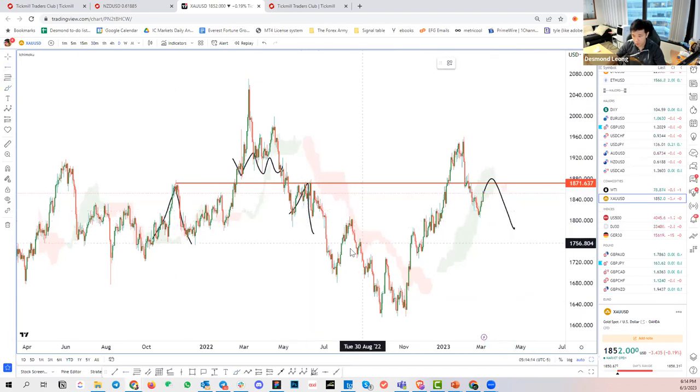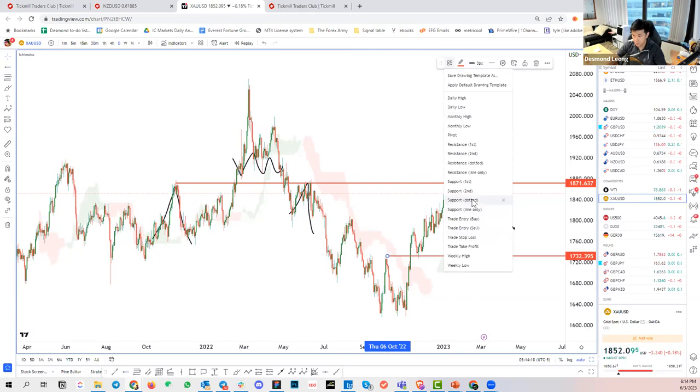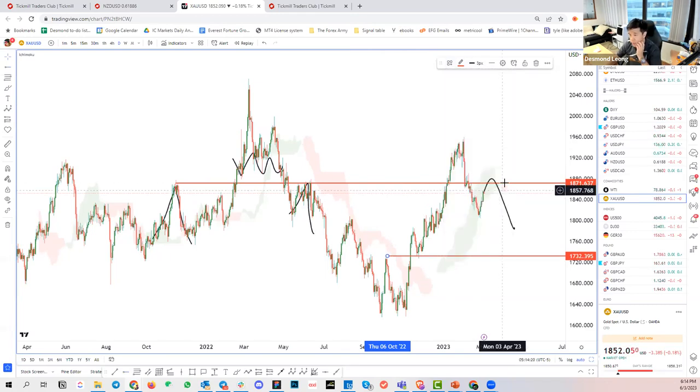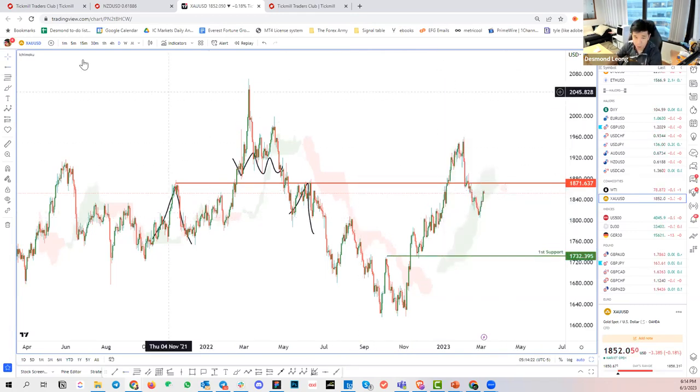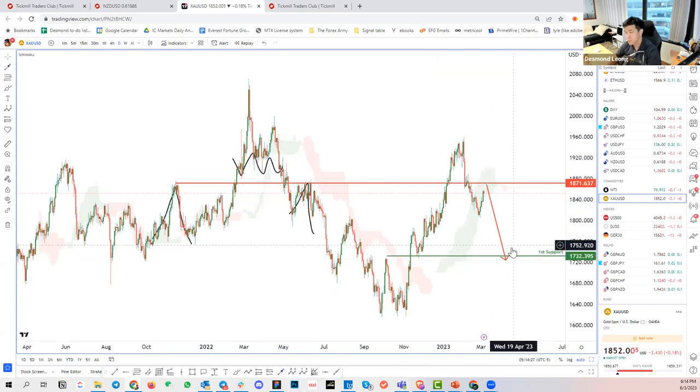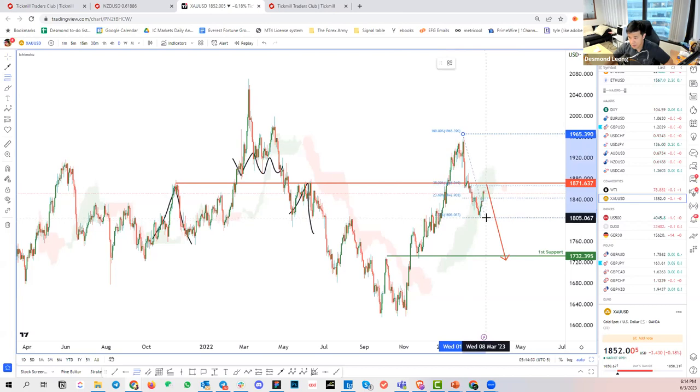How low might it drop to? About over here, this would be the first support. So we might be able to see gold drop all the way down to here. Okay, I really like this level, and I think it lines up with a big 38.2% Fibonacci level. Okay, all right, so this is the view that we have on gold.